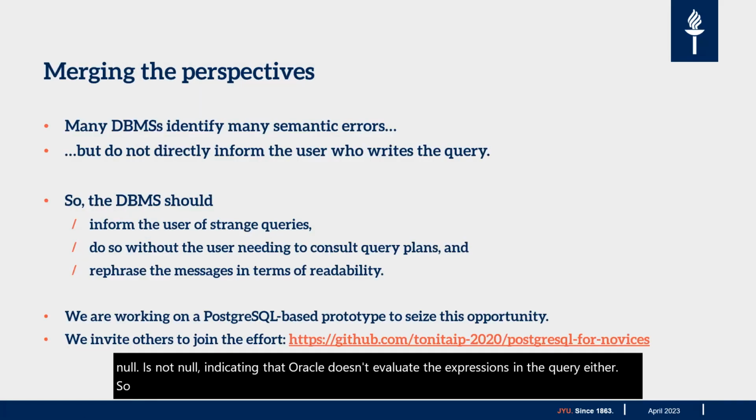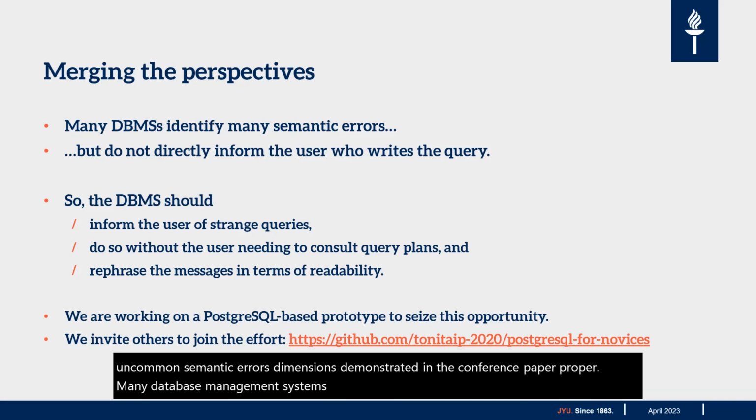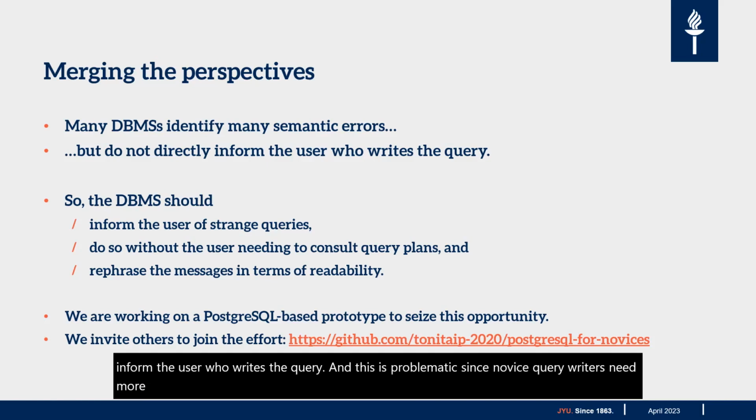As I have demonstrated with one example here, and there are a total of 6 different and common semantic errors demonstrated in the conference paper proper, many database management systems identify many semantic errors but do not directly inform the user who writes the query. This is problematic since novice query writers need more support than professionals, and also professionals would arguably benefit from increased support in, for example, debugging and optimizing queries.